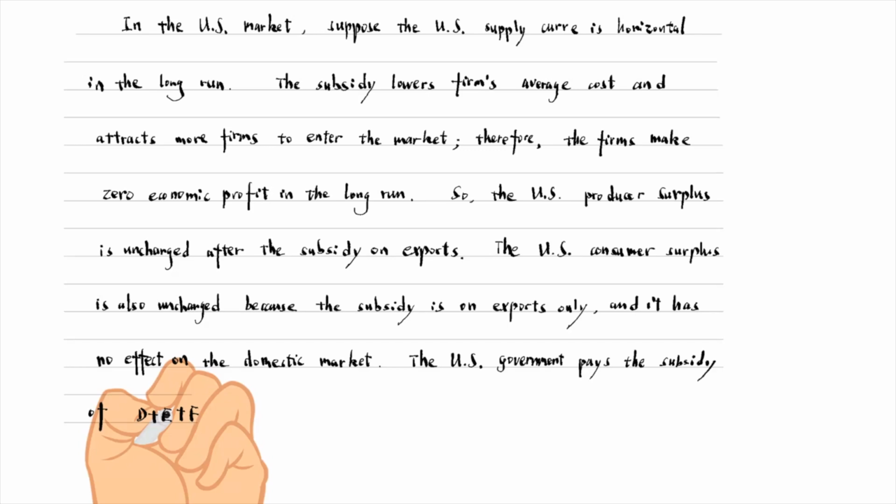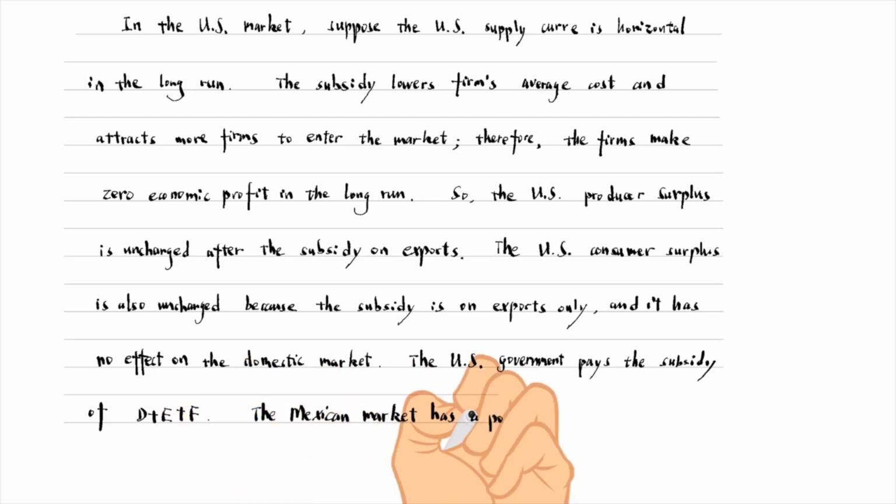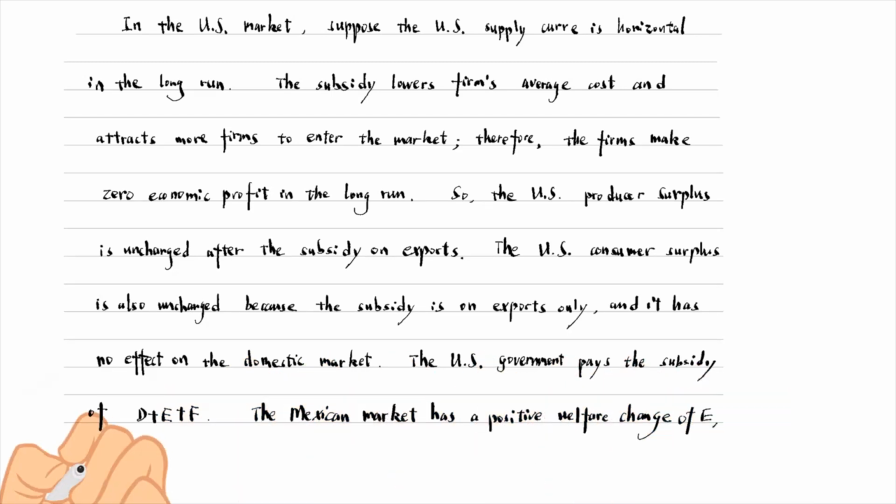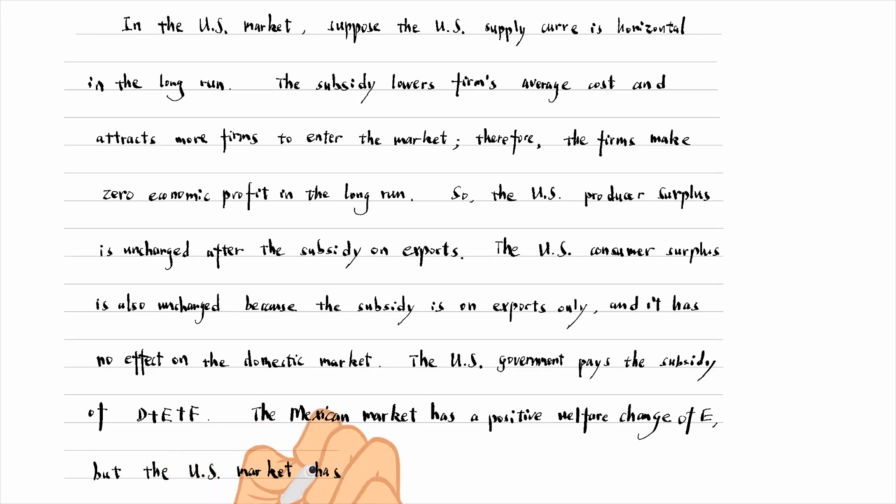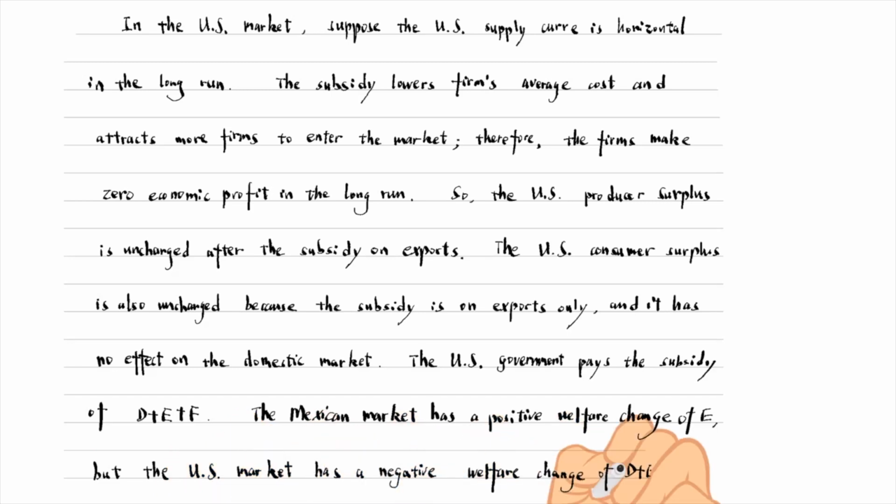We find that the Mexican market has a positive welfare change of E, but the U.S. market has a negative welfare change of D plus E plus F.